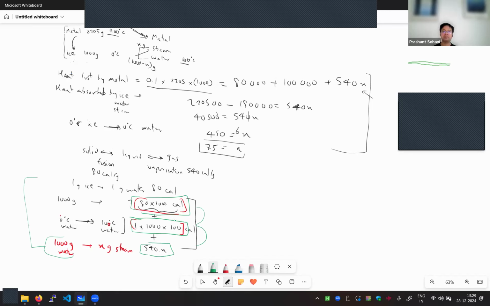Okay, so I hope this clarifies the difference. So in this process, we are applying the latent heat here and here in the first and the last part, and specific heat here.